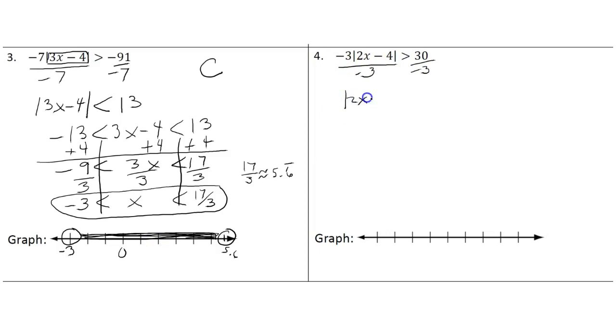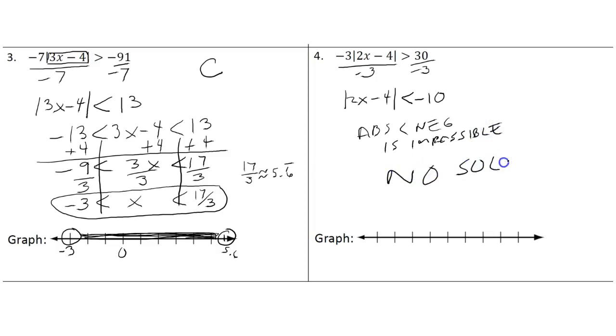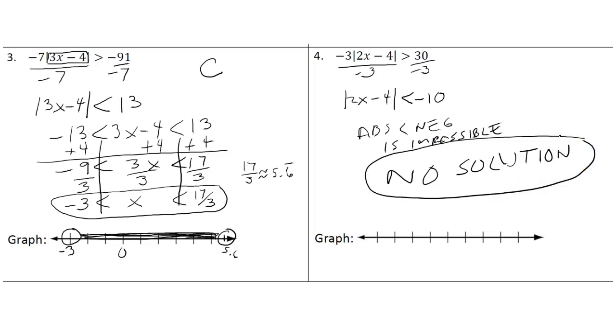We get 2x minus 4 is less than negative 10, since dividing by negative 3 reversed the inequality. We now have an absolute value is less than a negative number. An absolute value can never be less than a negative number. This is impossible. Since it is impossible, this is no solutions. Whenever you have an absolute value less than a negative number, it will be no solution.